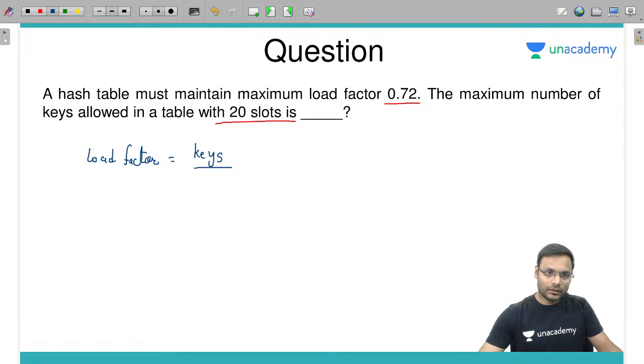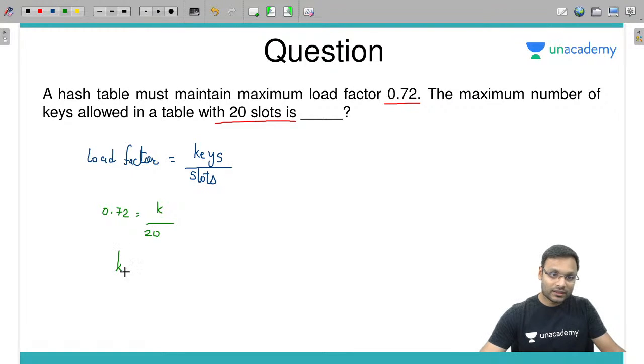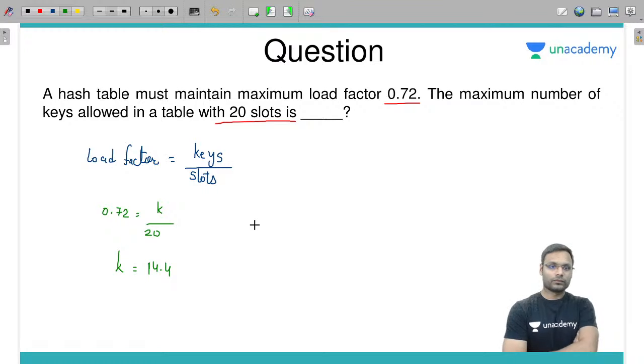Keys divided by slots, number of keys per slot. So load factor given is 0.72, this is the maximum allowed. Keys are, I don't know, slots 20. What is this? 20 into 0.72, it becomes 14.4 something. 14.4. So maximum number of keys allowed is 14.4.